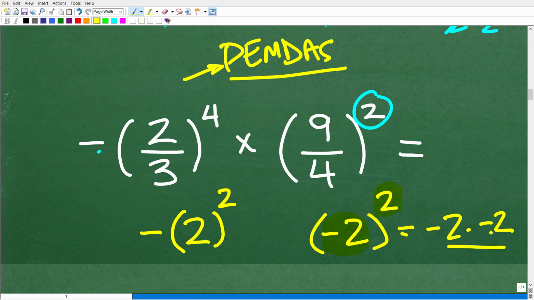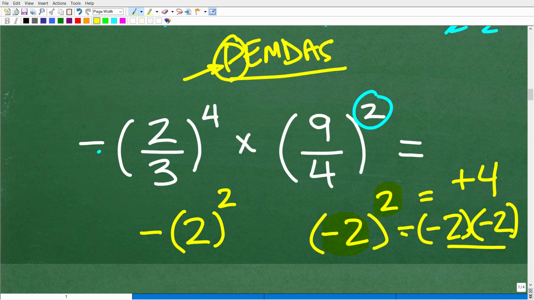Negative 2 times negative 2 is what? Well, a negative times a negative is a positive. So the answer here is a positive 4. So negative 2 squared means negative 2 times itself. Now this looks the same, right? It looks like we're going to do the same thing here, Mr. YouTube Math Man. Well, no, this is not what's going on here.